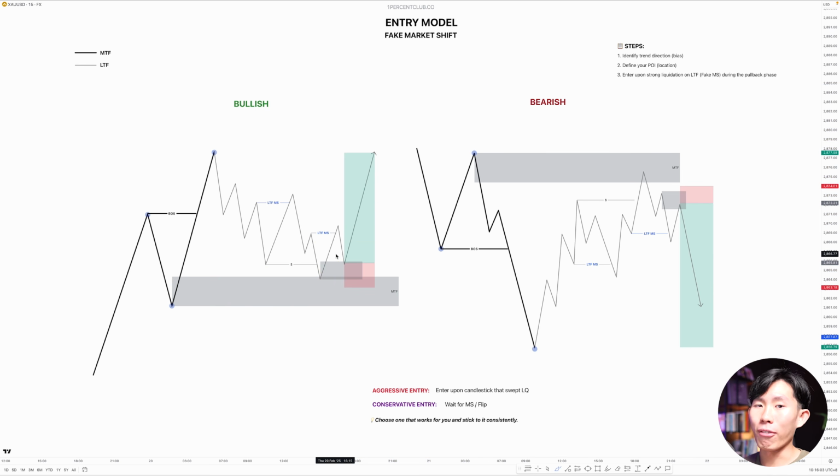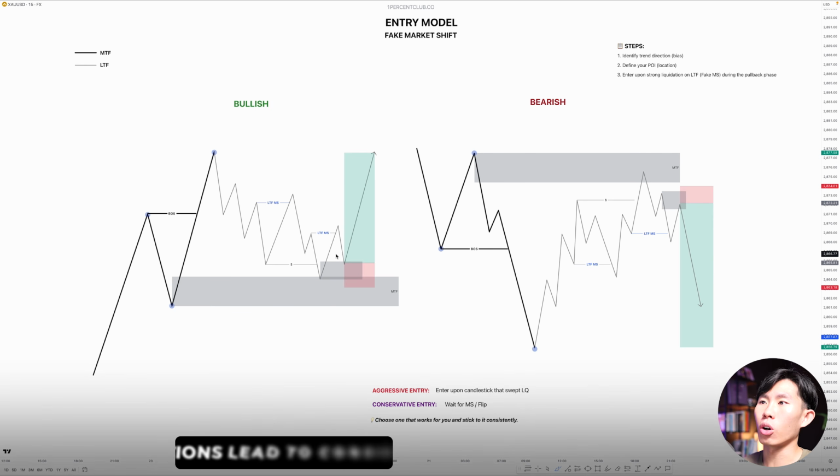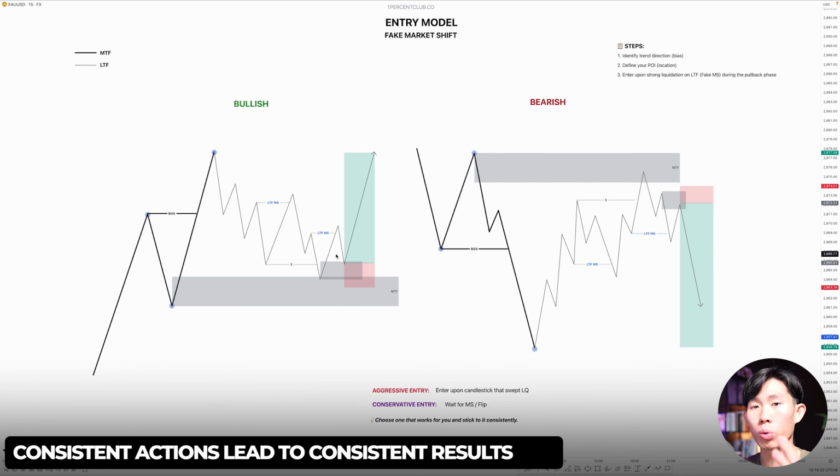you would have missed your trade setup. My advice is simple: test the aggressive entry out and test the conservative entry out, and then based on data that you have gathered through countless backtesting and forward testing, find out one that works for you and stick to it consistently. Because at the end of the day, consistent actions lead to consistent results.